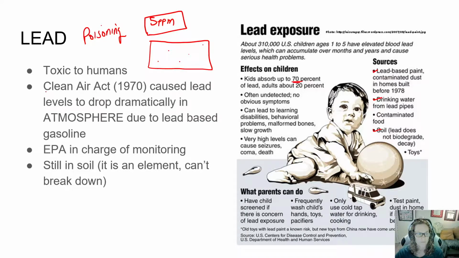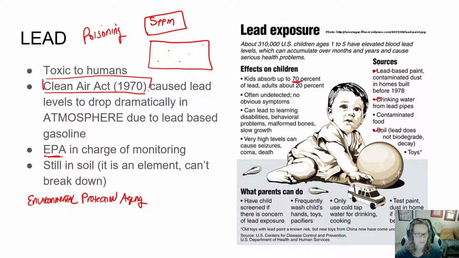So in the 70s, we had a big environmental movement, and that's where the EPA was formed, the Environmental Protection Agency. And when that was formed, a whole bunch of laws were passed about the environment. And one of them was the Clean Air Act. And the Clean Air Act said we are no longer going to have leaded gasoline. We're going to have unleaded gasoline.